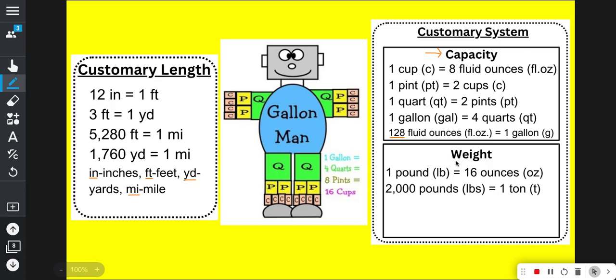The last customary system of measurement is weight. 1 pound equals 16 ounces. And there are 2,000 pounds to 1 ton. Notice ounces abbreviation is OZ. Pounds abbreviation is LB. Those are 2 that are just a little bit more unique than any of the other ones. This one right here, though, is definitely one you're going to want memorized. 1 pound equals 16 ounces.